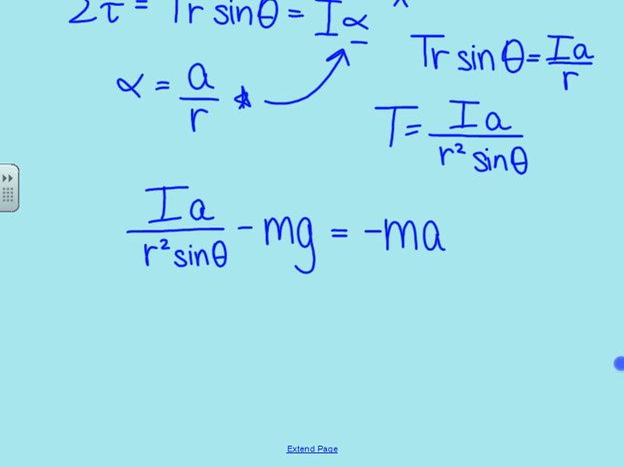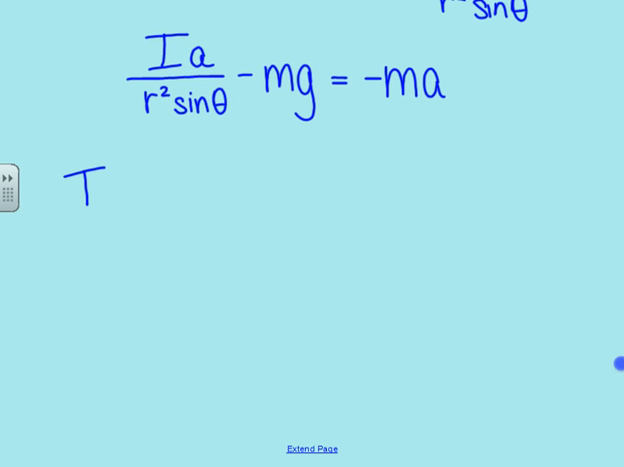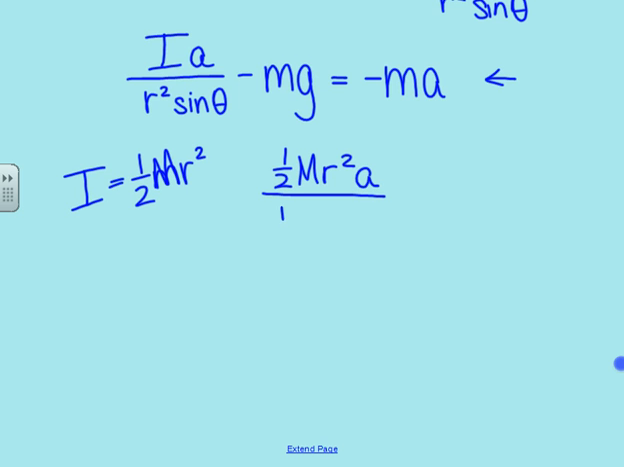The next thing I'm going to do is plug in an equation for I. This is a solid cylinder, so I is 1/2 mr squared. It's important to keep the two m's different because this small m in this equation is mass of the man, but the m here is mass of the cylinder. So I'm going to choose to plug in an uppercase M there. Plugging that into this above equation, I have 1/2 capital M R squared A divided by R squared sine theta minus lowercase m times g equals negative lowercase m times A.